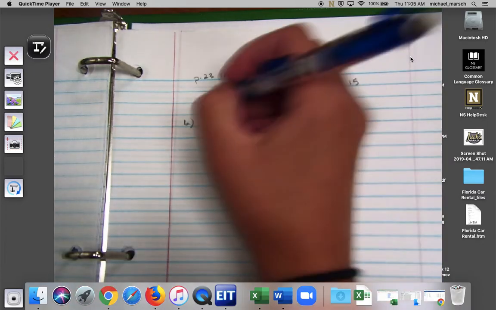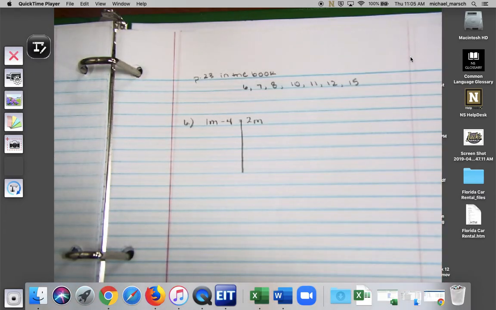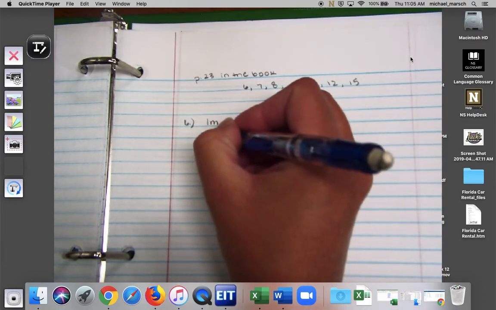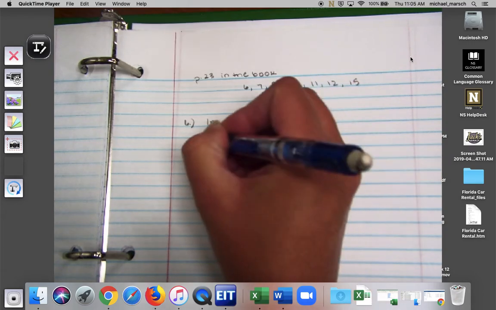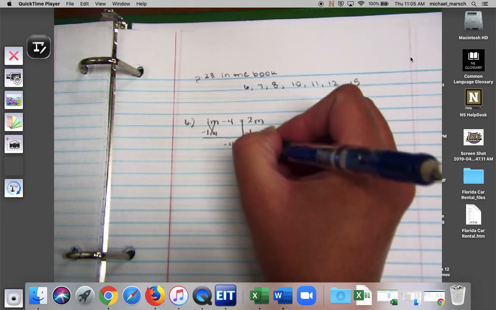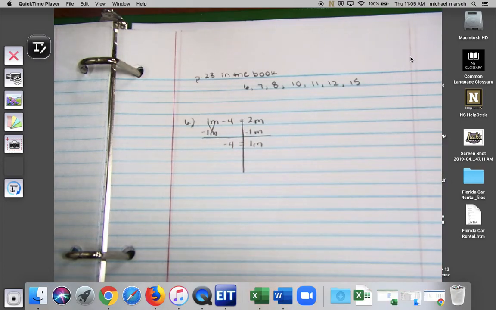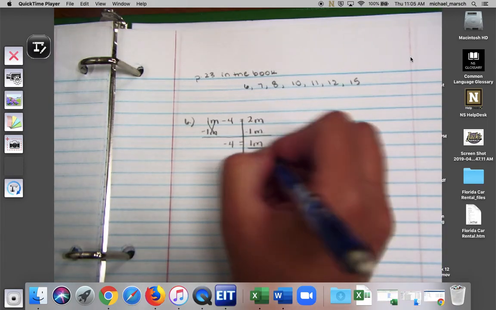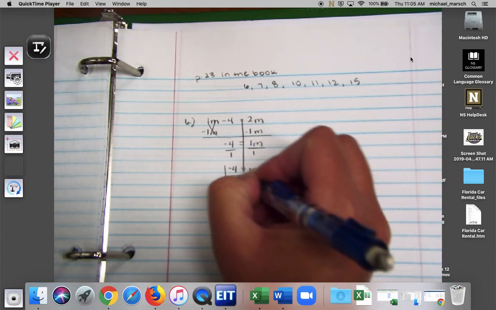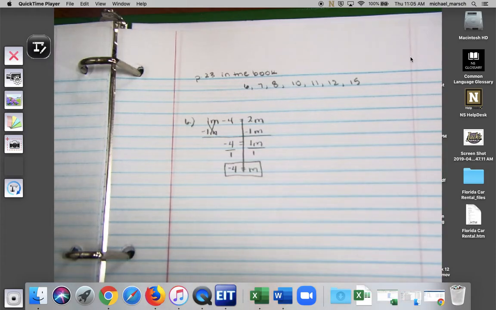A 1. Right? There's always a secret 1 hiding, even if it's not there visually, it's there mathematically. So because I want to keep with my positive variables, my positive coefficients, I'm going to subtract the 1m from both sides. And I'm going to end up with negative 4 equals 1m. I could stop here, or I could show that I'm going to divide by 1 on both sides, and I get negative 4 equals m. Right?